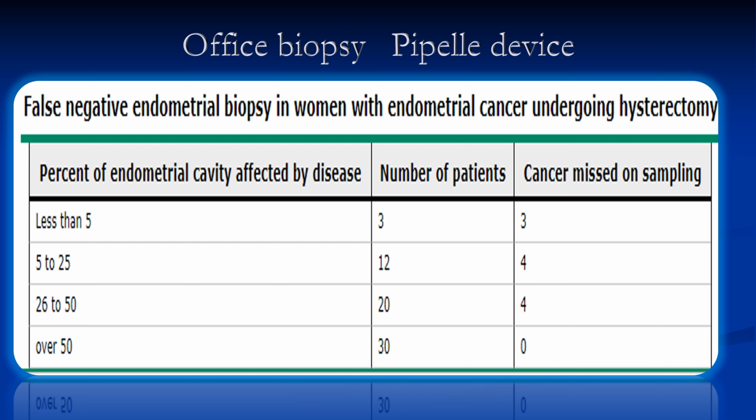As you see in this slide, which is quoted from UpToDate, the false negative endometrial biopsy in women with endometrial cancer undergoing a hysterectomy will decrease if the endometrial cancer affects more than 50% of the uterine cavity, and the false negative result of office biopsy will increase if the endometrial cancer was focal and affecting 5% or less of the endometrium. So the more diffuse the endometrial cancer and the more it spreads to cover the uterine cavity, the more accurate the result of office endometrial biopsy.